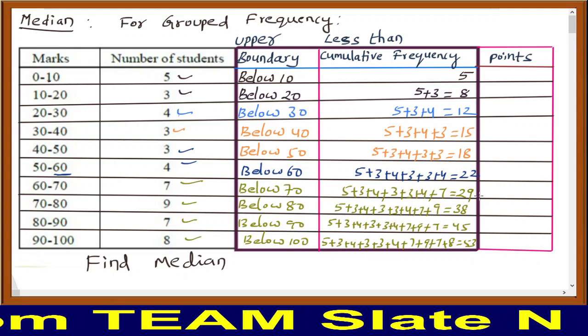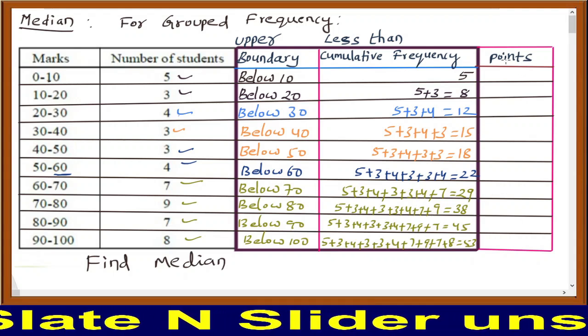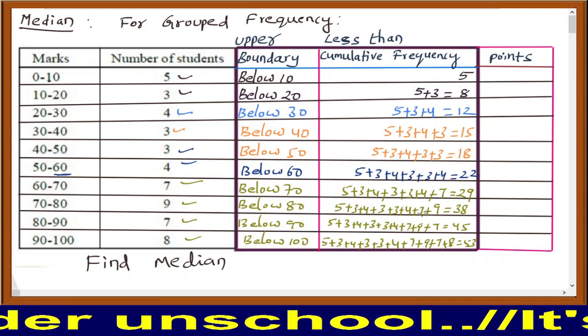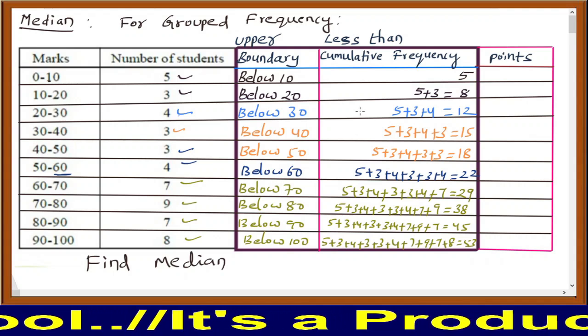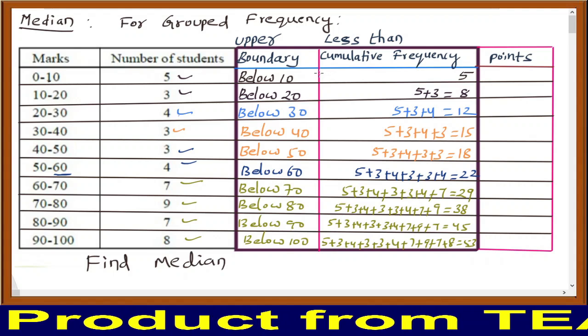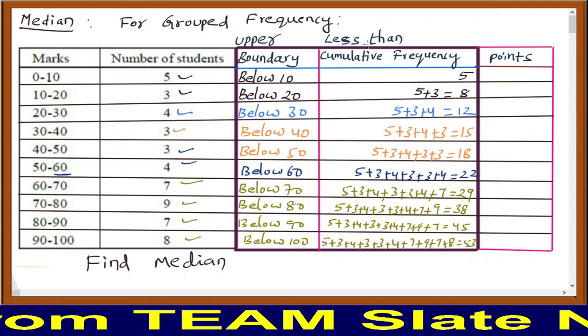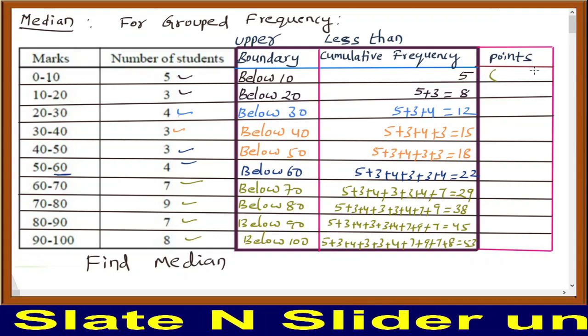After writing the less than cumulative frequency, we have to write the points. How to write the points? Suppose for this data, if you want to find out the median by using the graph, there we have to write the points. On the x-axis we have to take the upper boundaries, and on the y-axis we have to take the less than cumulative frequencies.